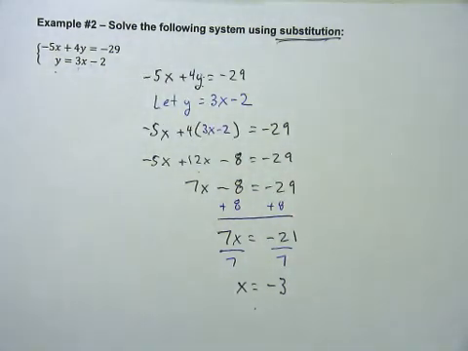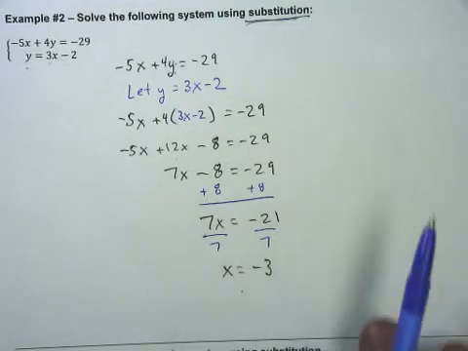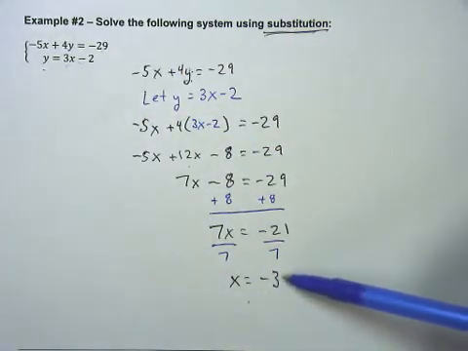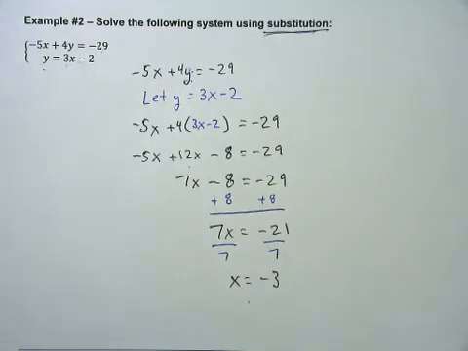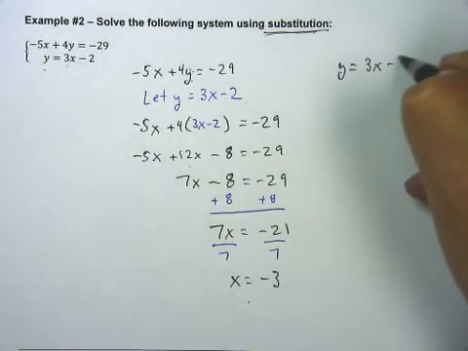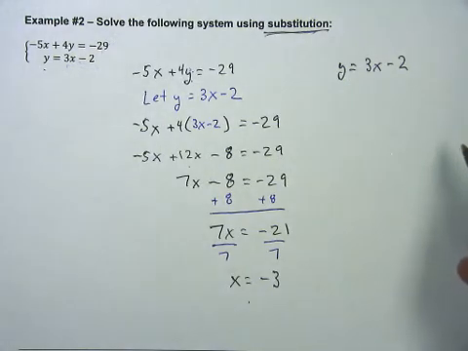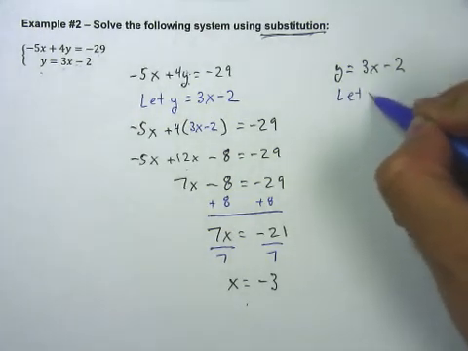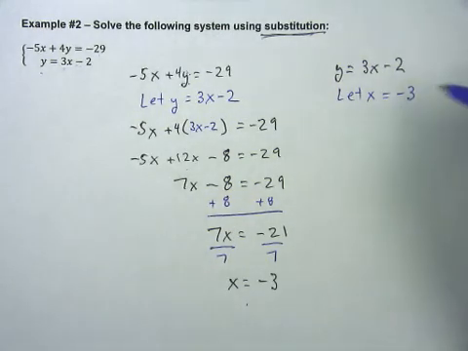To find the y value, we're going to do a substitution again. We're going to replace x in one of these two equations with negative 3. And it doesn't matter which one you use. I'm going to use the second one, this equation, y equals 3x minus 2, just because it's going to be easier. And you'll see why it's easier in a second. So let's do our substitution. So let x equal negative 3.